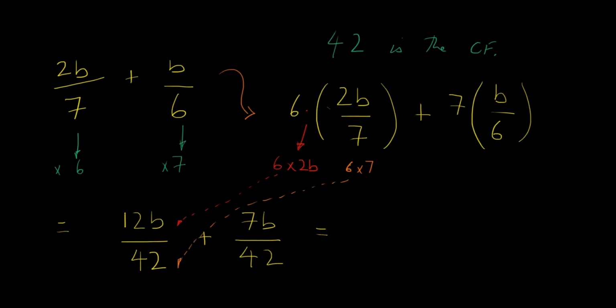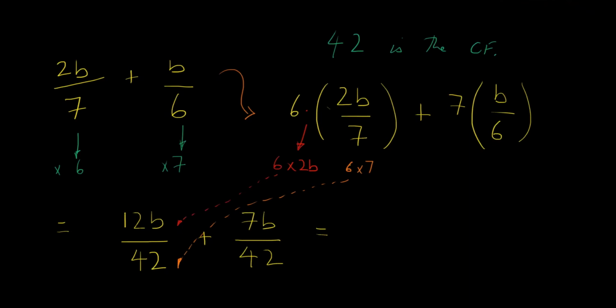I've just opened up the bracket because the 6 is outside. That's all I've done. Understand? I've got to multiply both the top and the bottom by 6. So 6 times 2b equals 12b, and then 6 times 7 equals 42. And that's what I've shown you here. Okay?